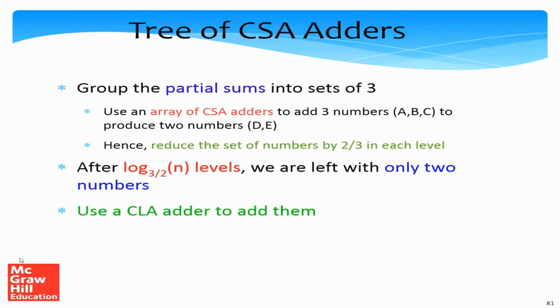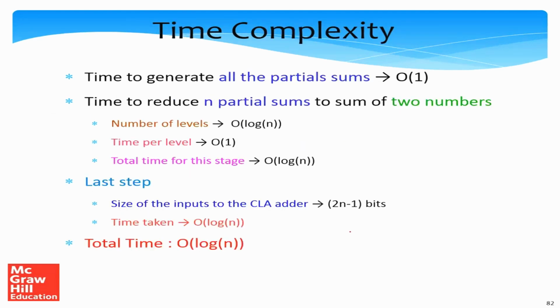So this slide only summarizes what we have discussed. Just a quick recap. We use an array of CSA adders to add three numbers to produce two numbers. So we reduce the set of numbers by 2/3 every level, or we divide it by 3/2. After log n to the base 3/2 levels, we are left with only two numbers. We use a carry look ahead adder to add them. This takes log n time. So the total time as a result is log n. So again, the time complexity is log n. I'm skipping this slide because we have already discussed the content.